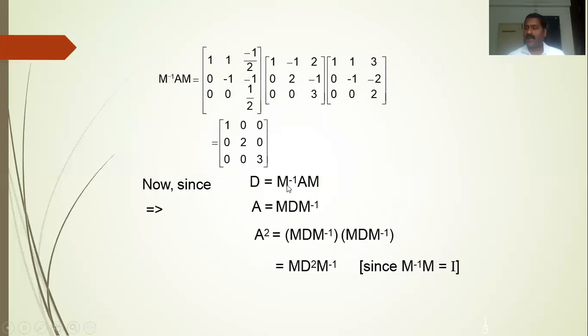So M inverse into A into M is D. I pre-multiply both sides by M, then I post-multiply both sides by M inverse. So finally, I get A equal to M D M inverse. Then A square equals this into this. Do some simplification. Finally, A square equals M D square M inverse. And in general, A power k equals M D power k M inverse. Right? It's just the product of three matrices: M, D power k, and M inverse.